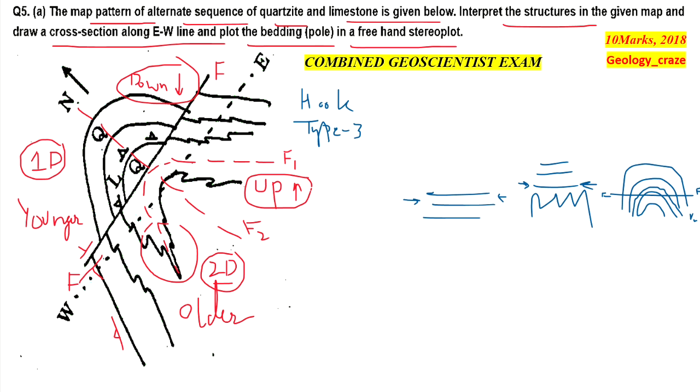This is a type 2 fold. This is a simple fold that is plunging. The overall fold is a plunging fold. This is dipping this side, this way. This side is also straight. This part is not folded. In between there is an unconformity, and old beds are there, and that means the unconformity is an angular unconformity.